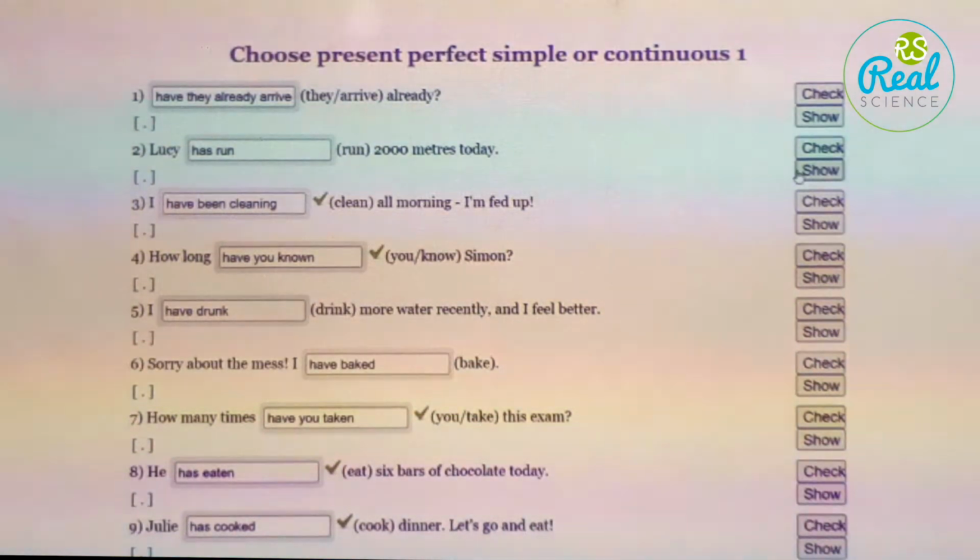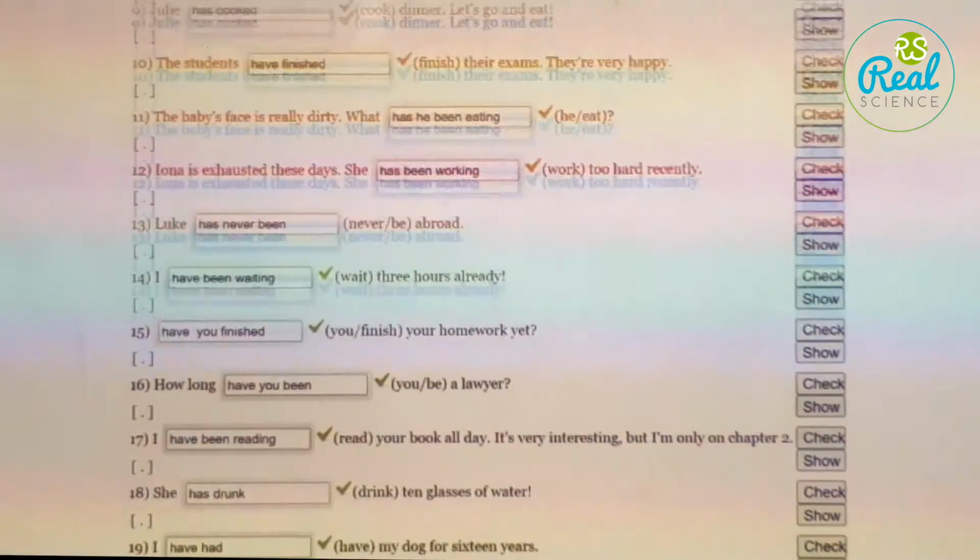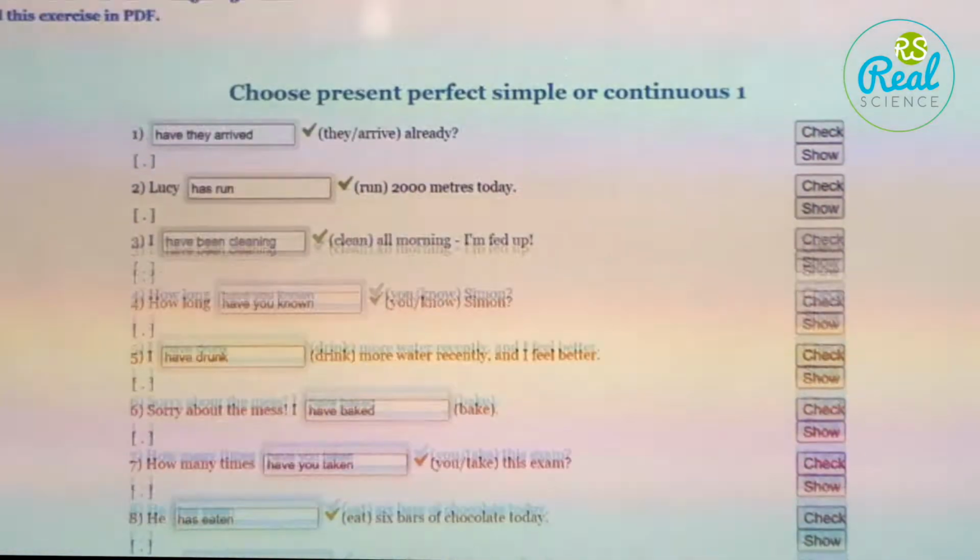Okay. So second one, Lucy has run. The correct one, and the first one. Oh, guys, the first one is also incorrect. Have they already arrived? Have they arrived? Okay, good. Have they arrived? Now it is correct, I think. Good. Yes, very good. So actually, mostly you did very well, guys. I'm proud of you.